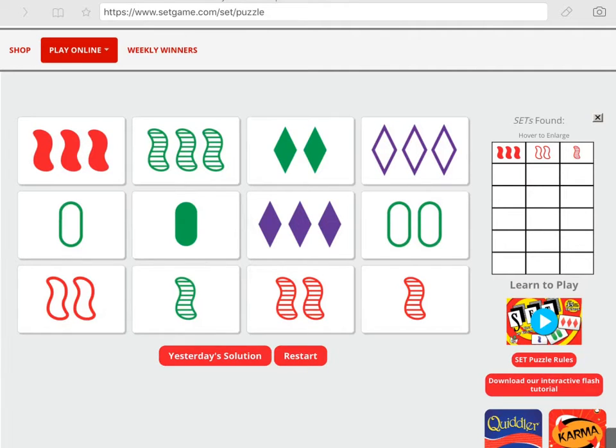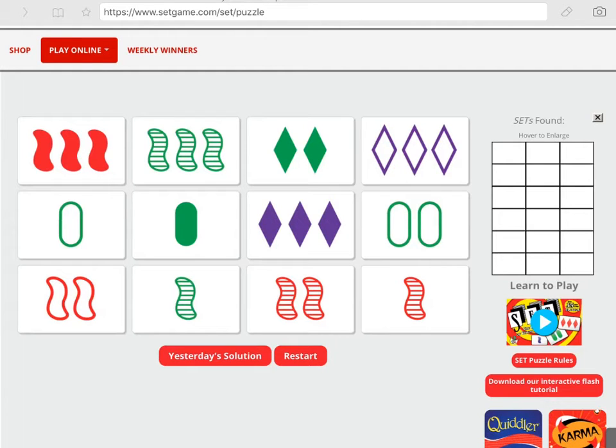Okay, what about the numbers? Well, for the green ones, those are the only threes. Here's the only twos. Here's the only ones. There's not a set in there. So that means that for the green ones, I would have to have a different shading, a different shape, and a different number for all three of them.